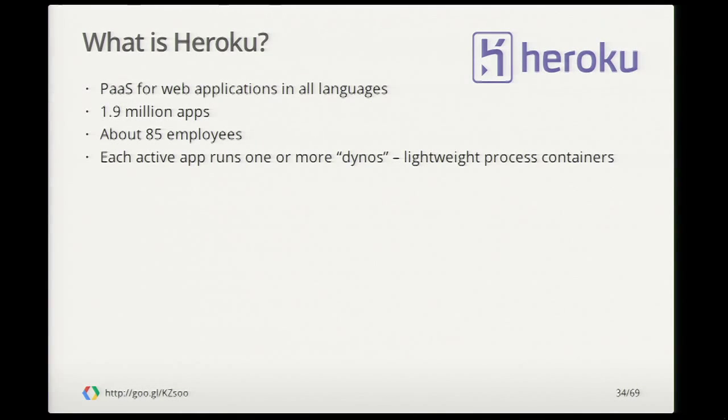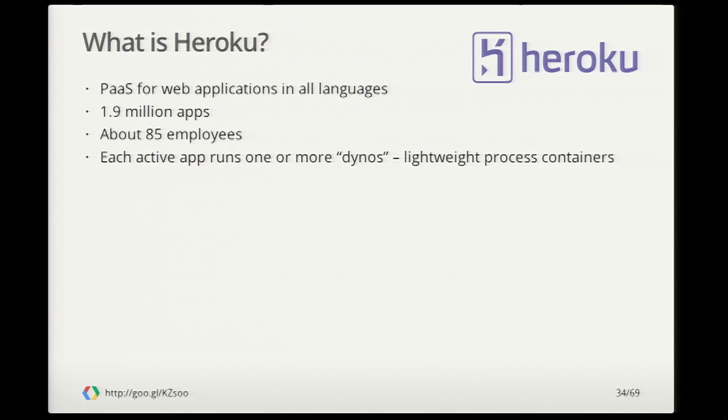All right, thanks, Andrew. I'd like to give you a quick story about one of the first production systems that we used Go for at Heroku. So first of all, what's Heroku? For those of you who haven't looked at it before, it's a platform as a service for running primarily web applications. It started out just as Ruby on Rails, but these days you can run just about anything, including Go. Right now we have about 1.9 million apps, and the company itself has about 85 employees.